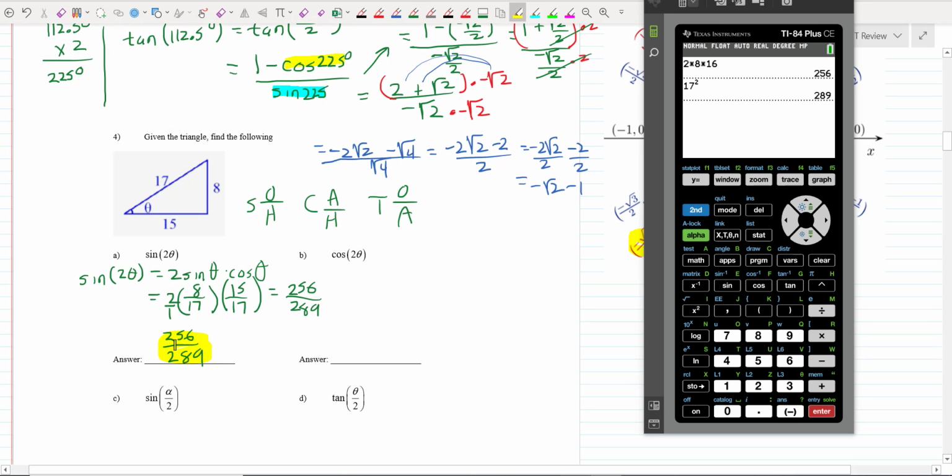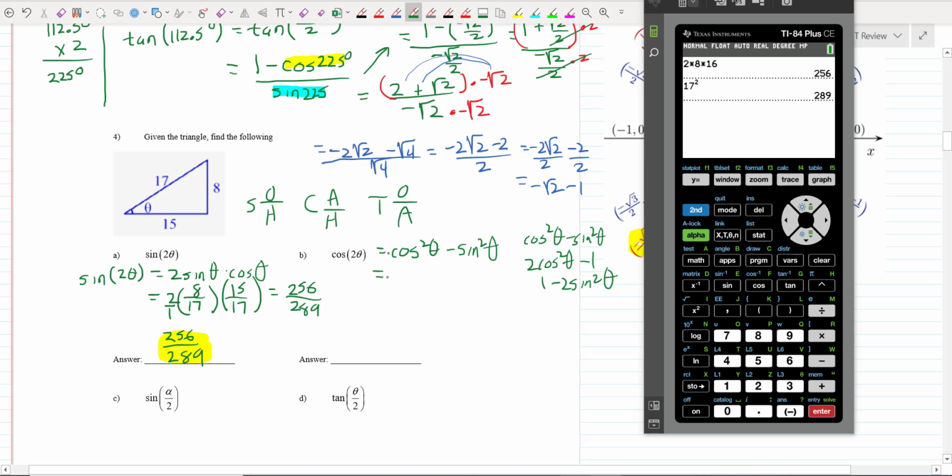Okay, all right, and then the cosine of 2 theta, remember it's the one that has 3 forms of the identity. You have cosine squared theta minus sine squared theta. You have 2 cosine squared theta minus 1. You have 1 minus 2 sine squared theta. It doesn't matter which one you use, you're going to get the same answer. So I'm just going to use the first identity, cosine squared theta minus sine squared theta.